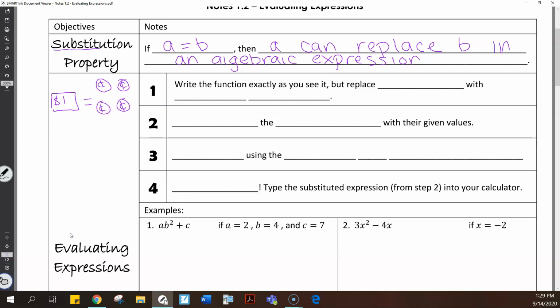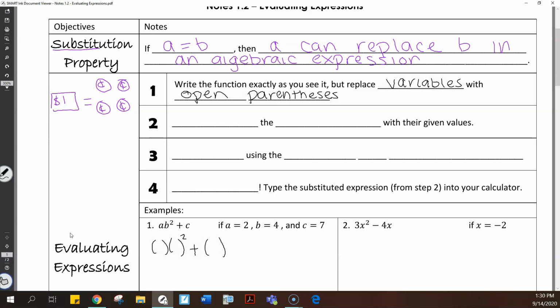So first thing I'm going to do is write the function exactly the way I see it, but I'm going to replace my variables with open parentheses. All right, so if I've got number 1, I've got AB squared plus C. So I've got my A, that's a variable, so I'm going to put parentheses there. I've got a B, another variable, so I'm going to put parentheses there too. I have my exponent, I have my plus sign, and I have my C. So I'm going to put a set of parentheses for each one of those variables.